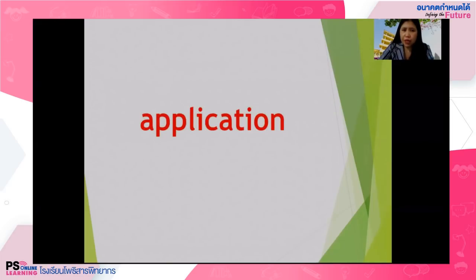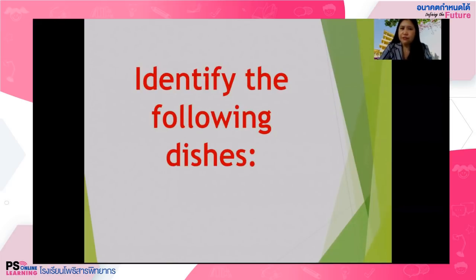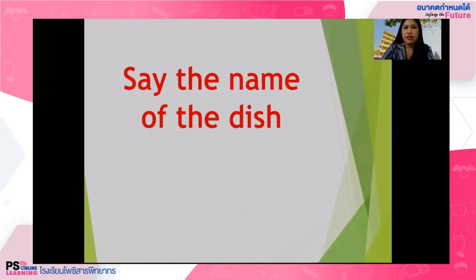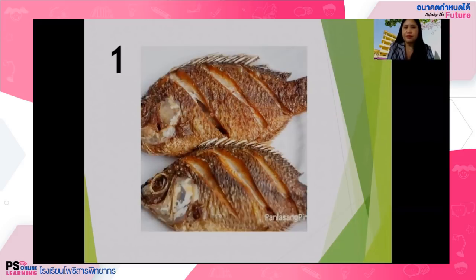So for our application, you have to identify the following dishes. I will show you pictures of the dishes and you have to tell me what the dish is. Say the name of the dish. Remember to say how the food was cooked first and then the food. Example, this one. What is this? Very good. It is fried fish.